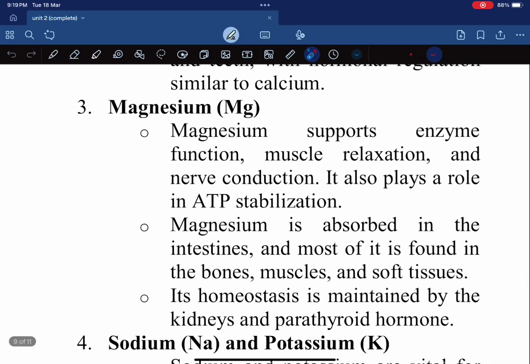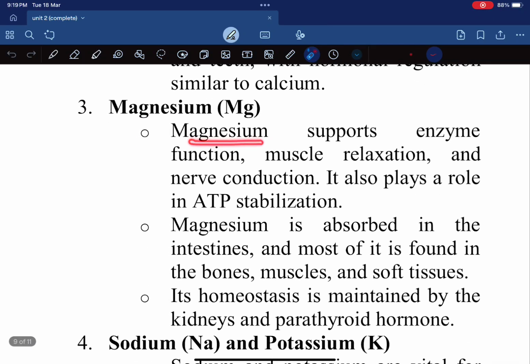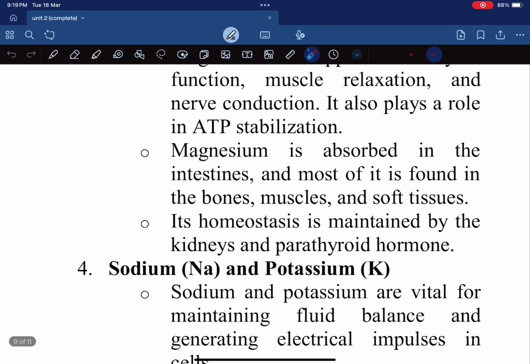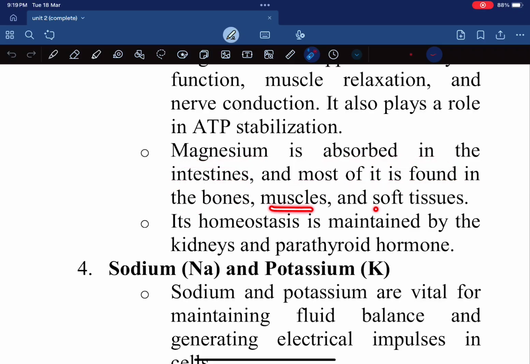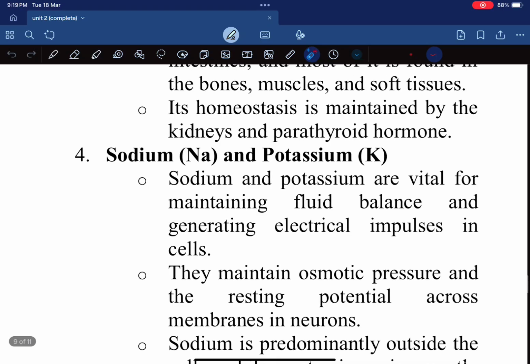Third, magnesium. Magnesium supports enzyme functions, muscle relaxation, and nerve conduction. It also plays a role in ATP stabilization. Magnesium is absorbed in the intestines and most of it is found in the bones, muscles, and soft tissue. Its homeostasis is maintained by the kidneys and parathyroid hormone.